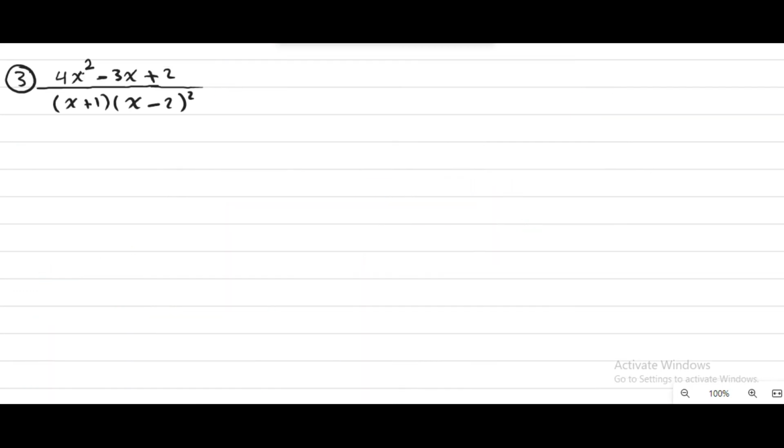Question 3. (4x² - 3x + 2)/((x + 1)(x - 2)²). Here, as we said in the last two questions, the numerator should be simplified and the denominator should be factorized. The numerator is already simplified, and as we can see, the denominator is already factorized.